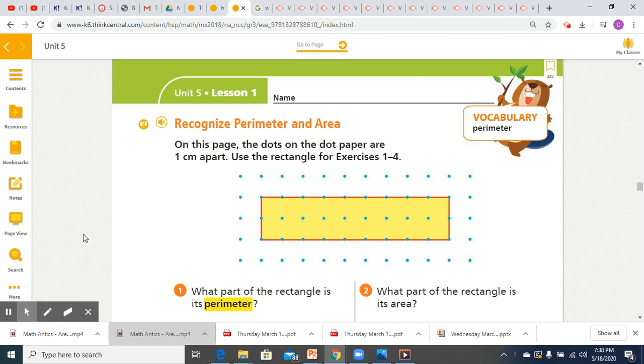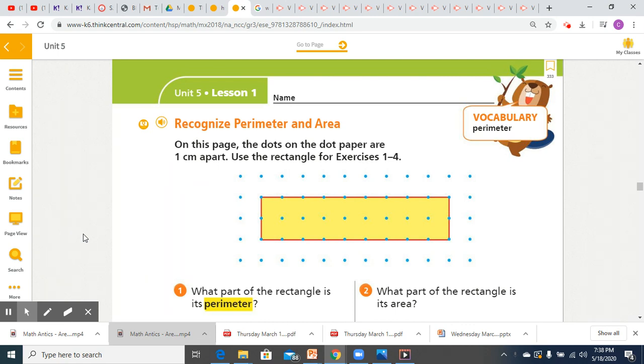Hi guys! Yesterday you learned how to find perimeter in a shape or figure. Today you just learned how to find area in a shape or figure. Now that you know all of that, you're going to be able to recognize perimeter and area of any figure.